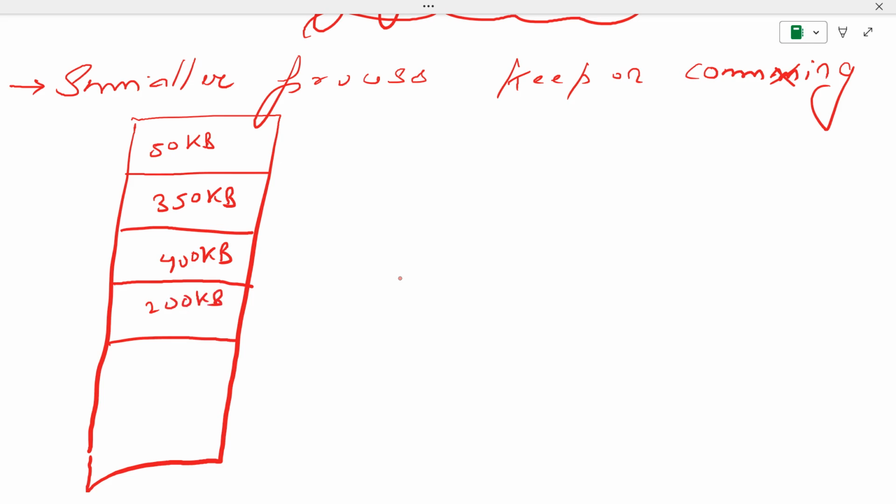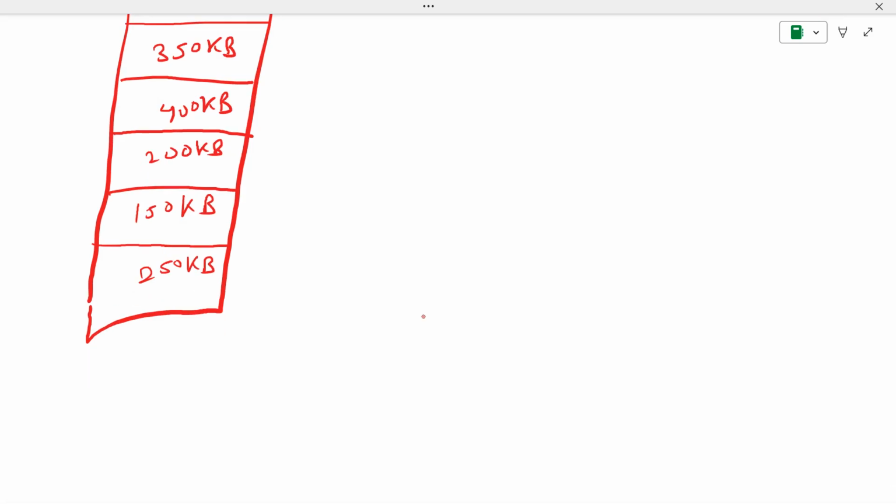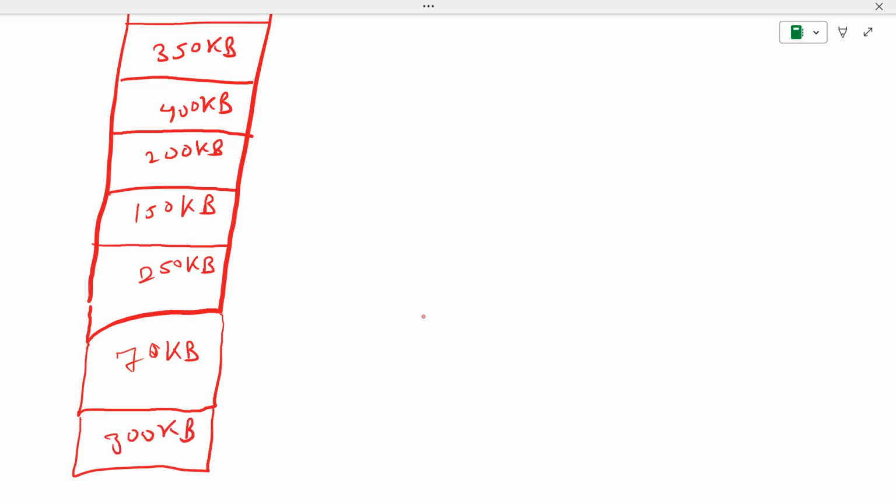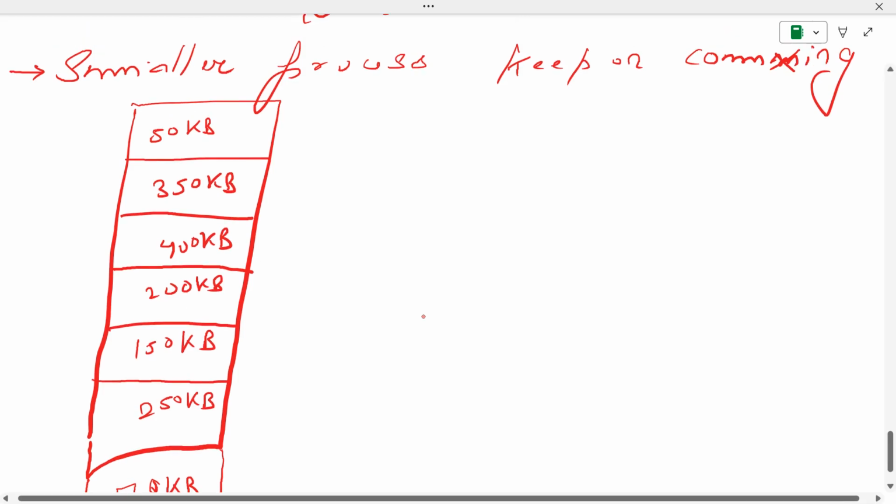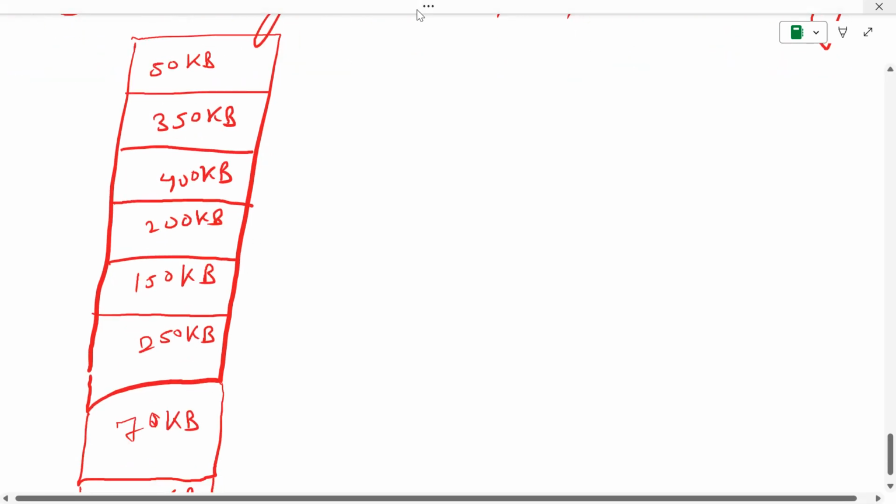Let's say all the processes get completed, and these partitions that were already made remain as usual: 200 kb. After that we had 70 kb and 300 kb. So these partitions are being made. And let's say only smaller processes keep on coming, let me change the pen.